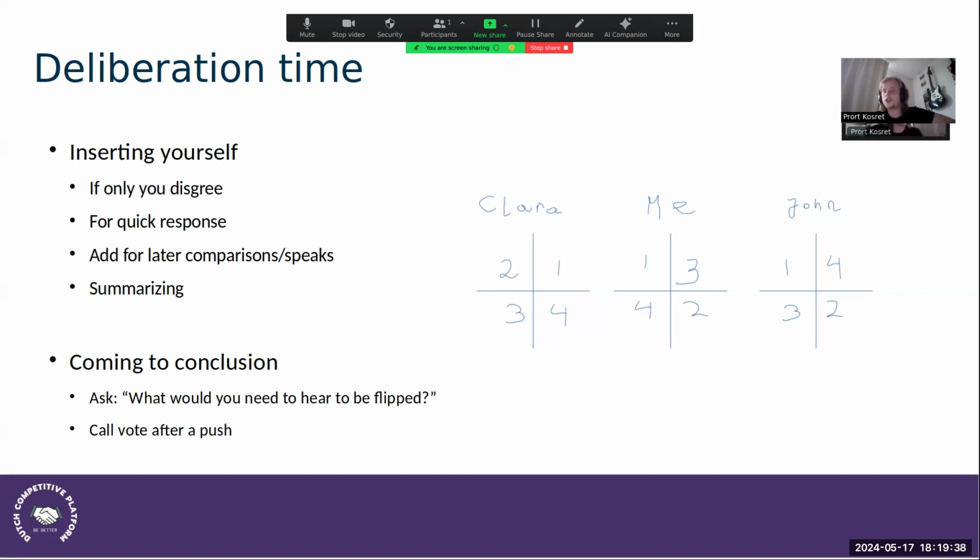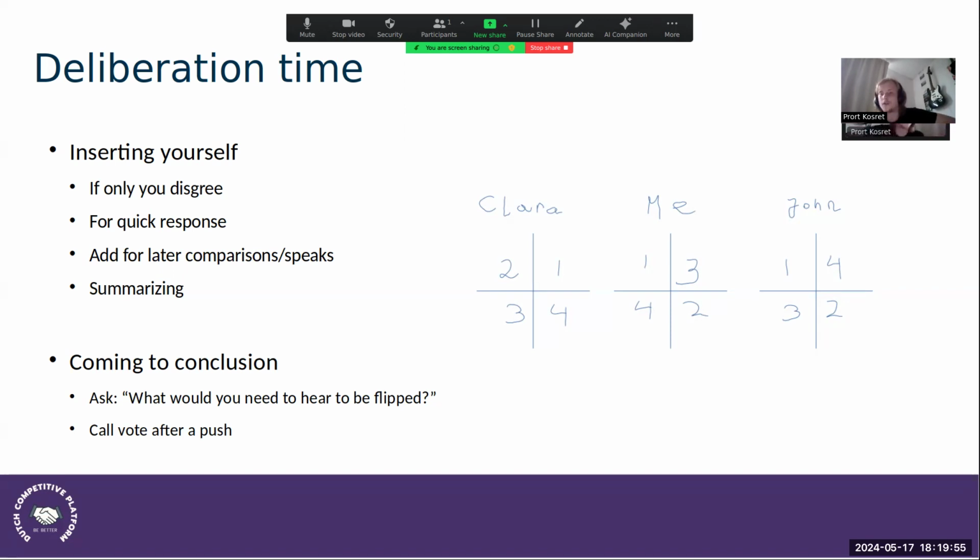This then allows us to set a benchmark for what we need to do. Then we can look through our notes. We can say, this is what that person says in this speech. This is roughly the time stamp that they said it. And then if Clara still isn't convinced, they just call a vote.